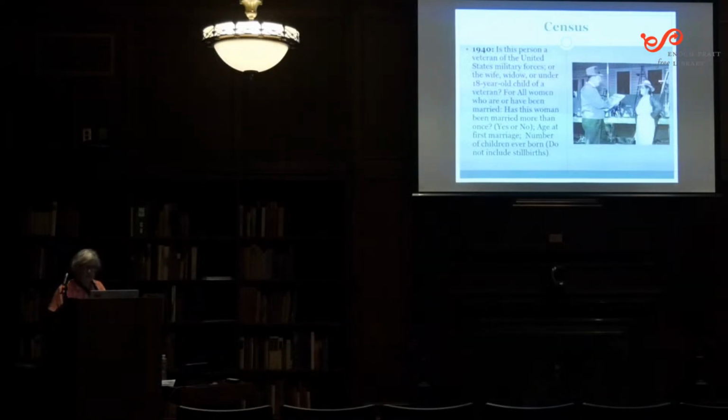By 1940, we've got a whole lot more with information on, is this person a veteran? Are they the wife, widow, or under 18-year-old child of a veteran? So it gives you a lot more background. Has this woman been married more than once? Yes or no? Age at first marriage. Number of children ever born. This does not include stillbirths.